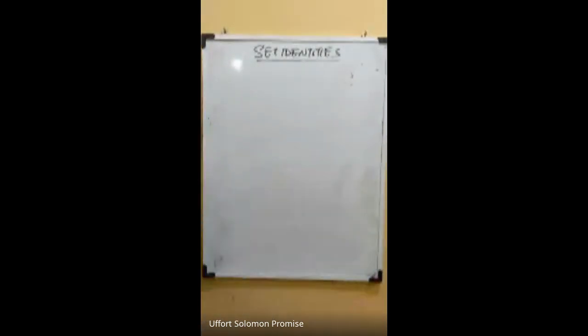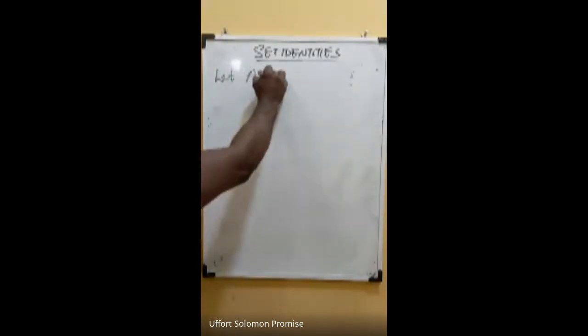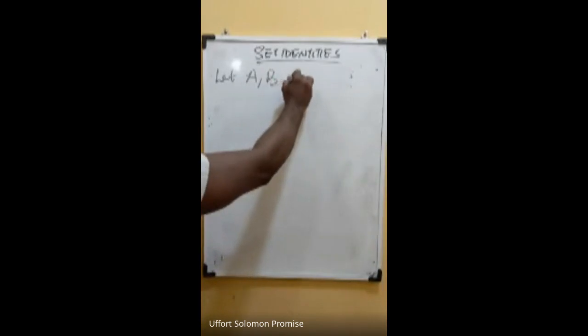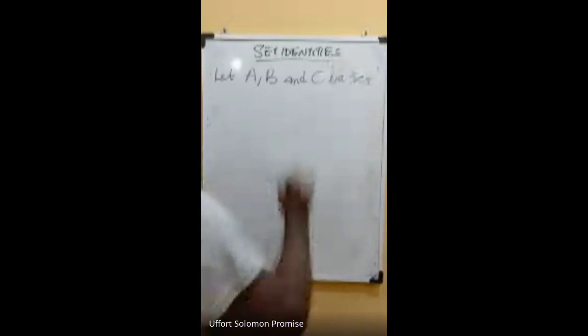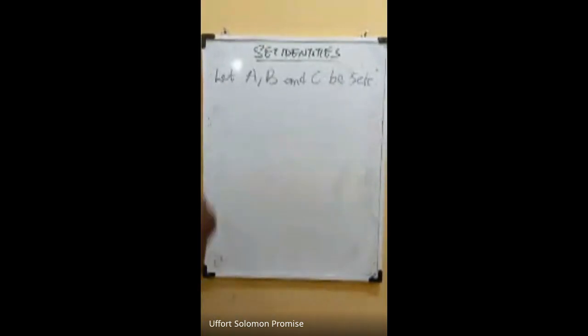So let us take this one. This is where we're going to round up now. So let A, B, and C be sets. A is, let me change my ink as the last ink for the day.